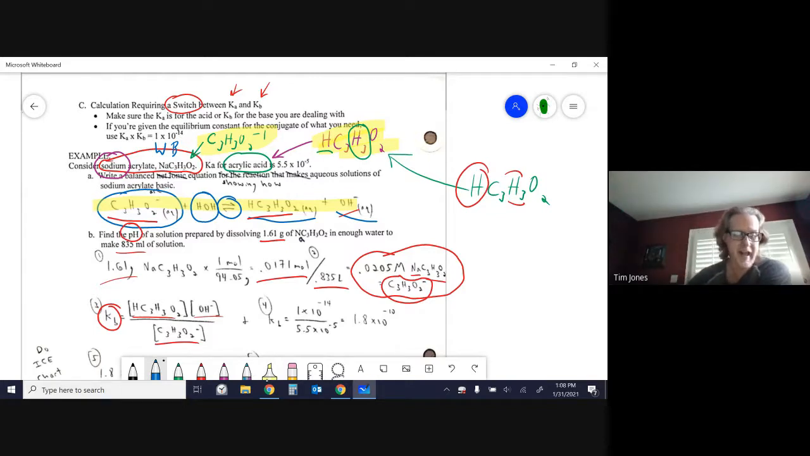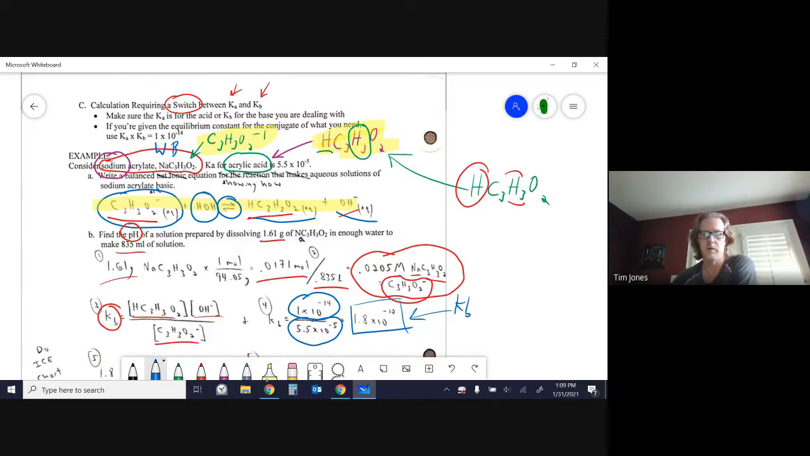And since I don't have the Kb value, I have to get it from the Ka. So Kb is going to be 1 times 10 to the negative 14 divided by the conjugate acid Ka. It's got to be the Ka of the conjugate acid of acrylate. It can't be some random weak acid. And we get that this is our Kb. So that is the Kb of acrylate, C3H3O2 minus 1.